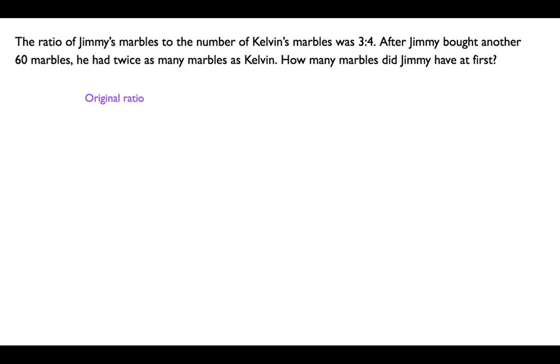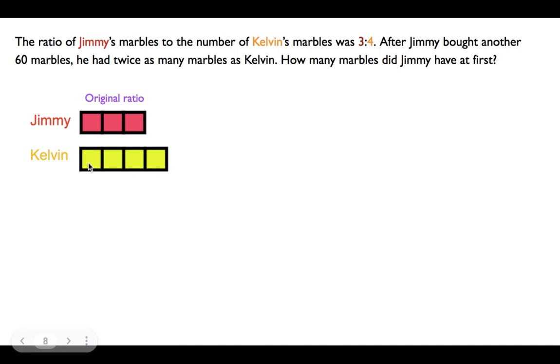So let's think of our original ratio, and that's in our first sentence. We know Jimmy has a ratio of 3. Remember, Jimmy's first, so the first number represents Jimmy. I'm going to show this using my tape diagrams, using 3 squares. So there's my 3 squares for the ratio of 3. Now for Calvin, it's 4. So for Calvin, I'm going to put the 4 squares to represent Calvin. So I have my 3 for Jimmy and my 4 for Calvin.